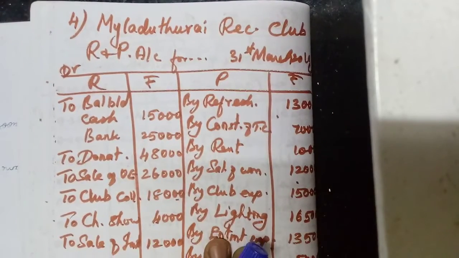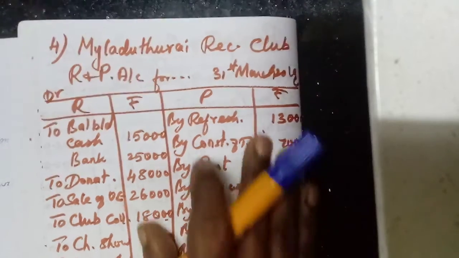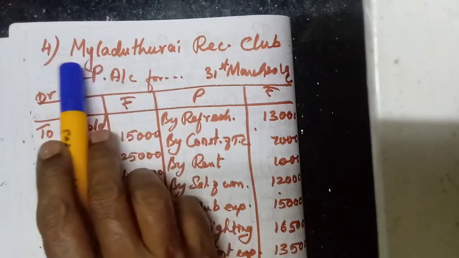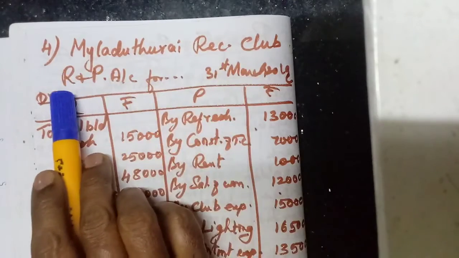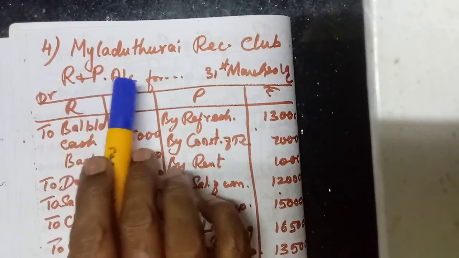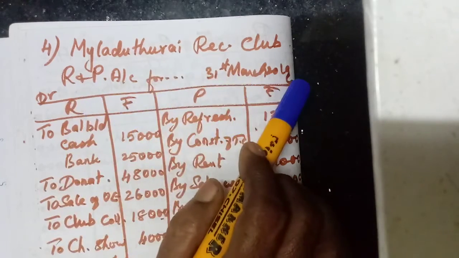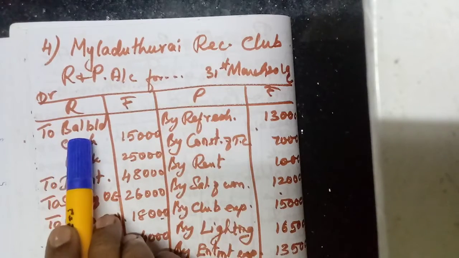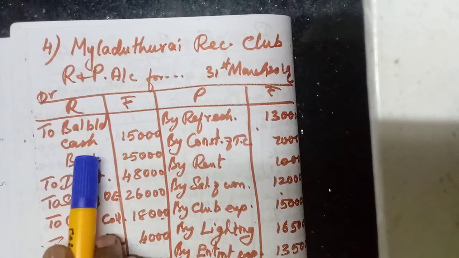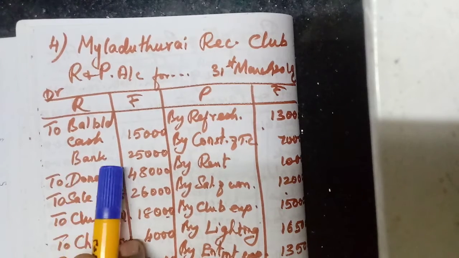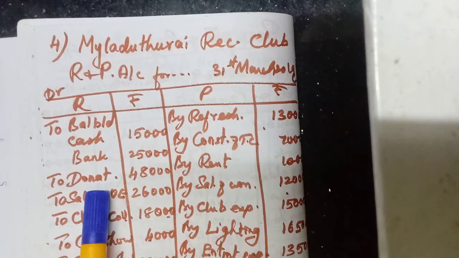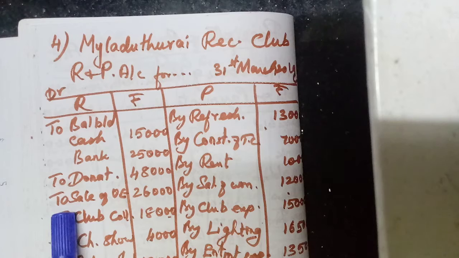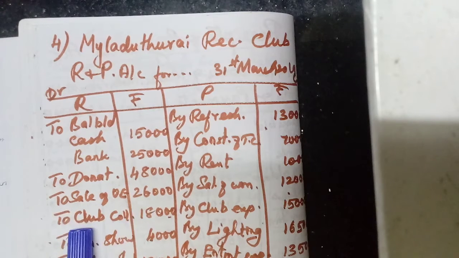Okay, turn to the next page, fourth one. Mayiladuthurai Recreation Club. Then in the books of you should write. Okay, in the books of Mayiladuthurai Recreation Club, fully you have to write receipts and payments account for the year ended 31st March 2019. Okay, then receipts, payments. To balance brought down, cash, bank, both given. Donation received, 2 donations. Then sale of old equipments. Okay, to sale of old equipments.